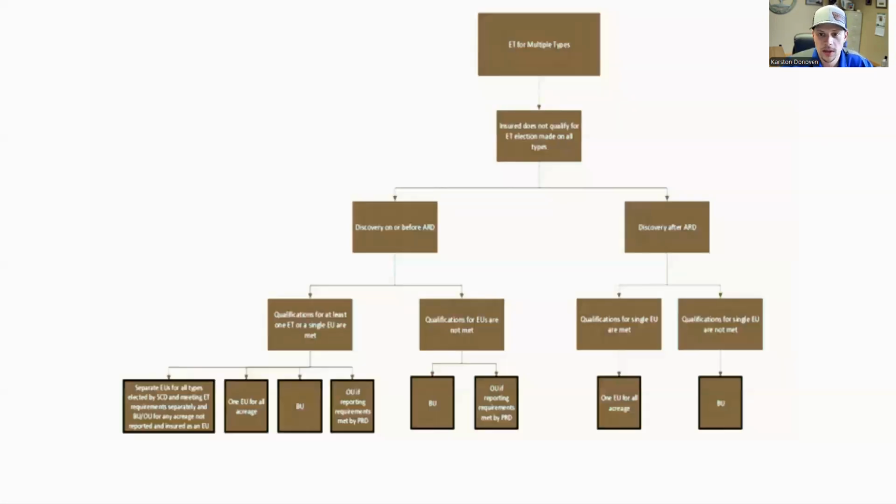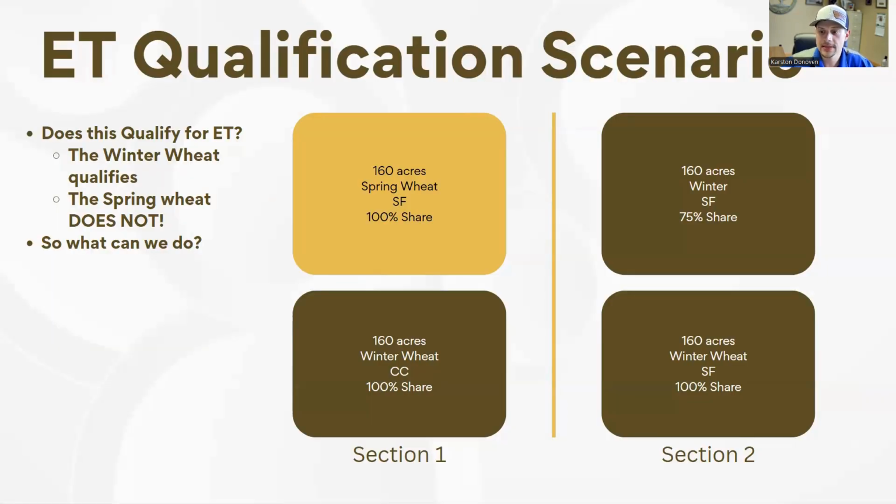What can you do? I know this slide's a little hard to see, but ultimately what it is saying is that if you don't qualify for each enterprise by type, and you are able to notice it before the acreage reporting date, you have more options. And that primarily is that if you wanted to, you could leave the winter wheat as enterprise by type, but then make that spring wheat an optional unit.